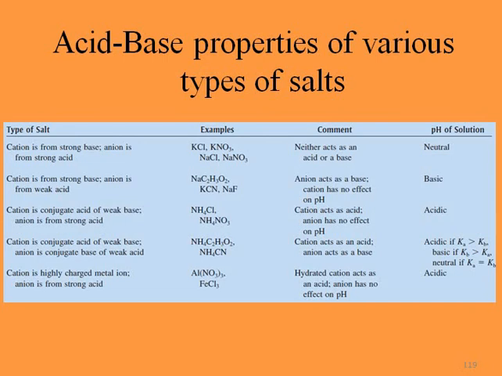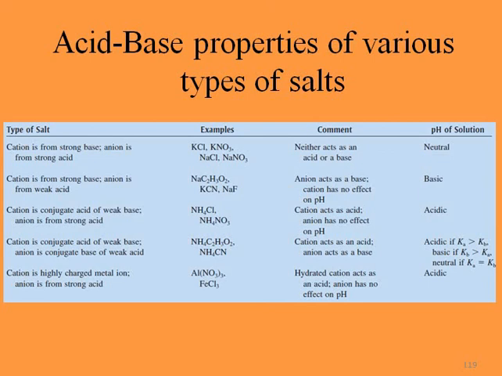The third one is going to be cation is conjugate acid of weak base, and anion is from strong acid. So since anion is from a strong acid, it has no effect on pH, but cation is conjugate acid of weak base, so it's going to show acidic condition. So the solution is going to be acidic, like ammonium chloride and ammonium nitrate.